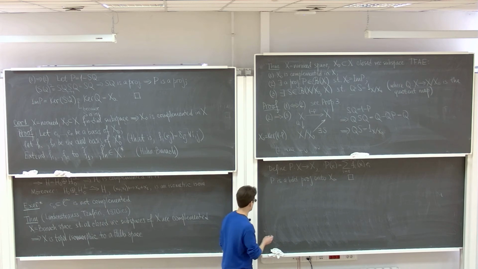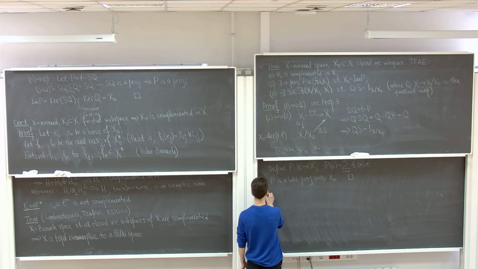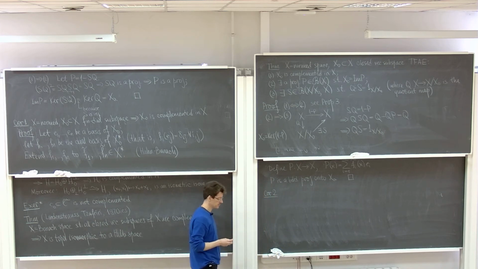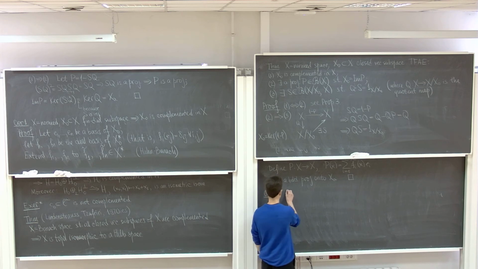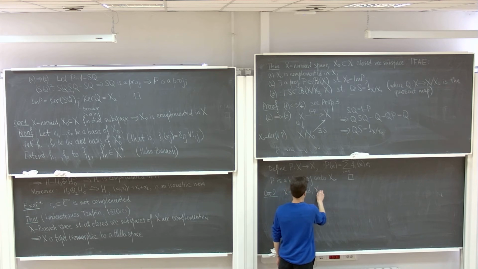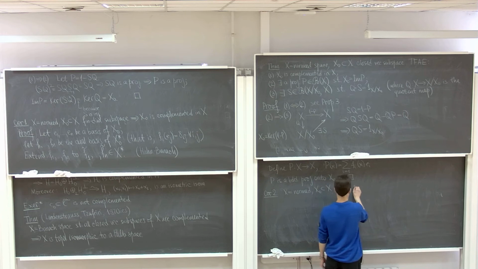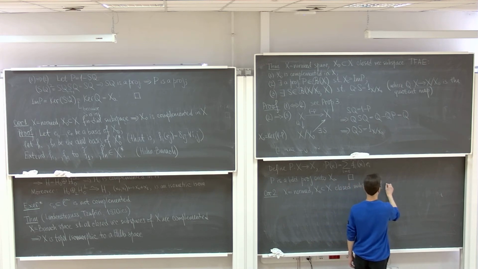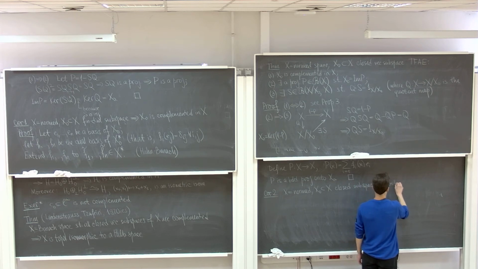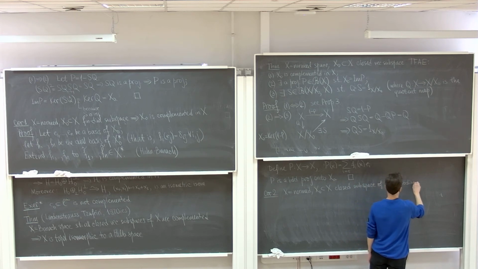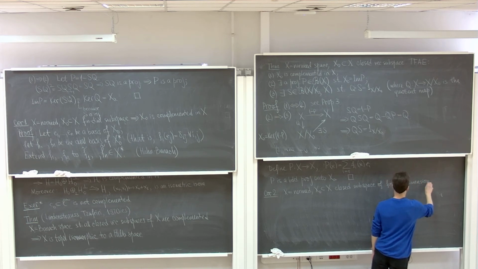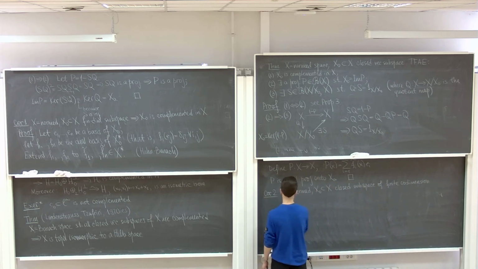And one more corollary of our previous criterion, corollary 2. I claim that all closed subspaces of finite codimension are also complemented. Suppose that X is a Banach space, and X0 is a closed vector subspace of finite codimension. Then it is complemented in X.